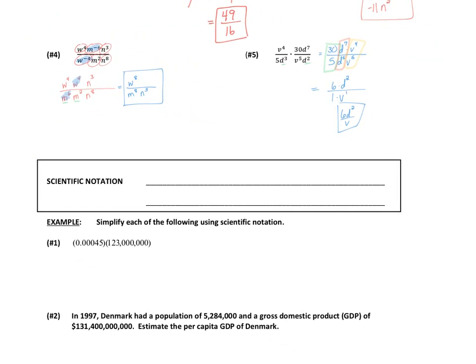Okay, and I'm going to quickly run through scientific notation. This is a number in the form C times 10 to the n power, where C is less than 10 and it's greater than or equal to 1, and n is an integer.